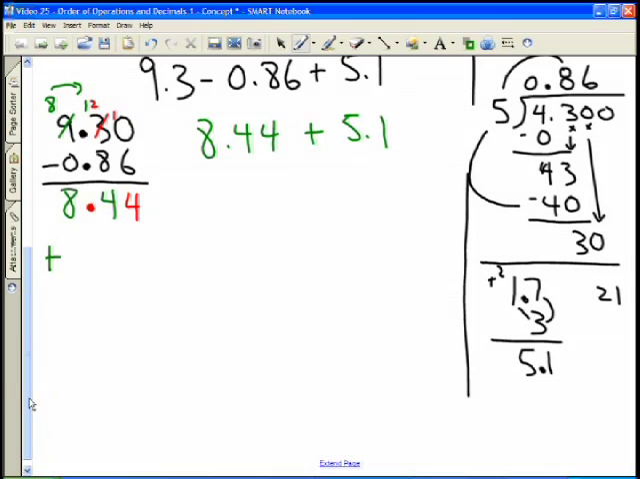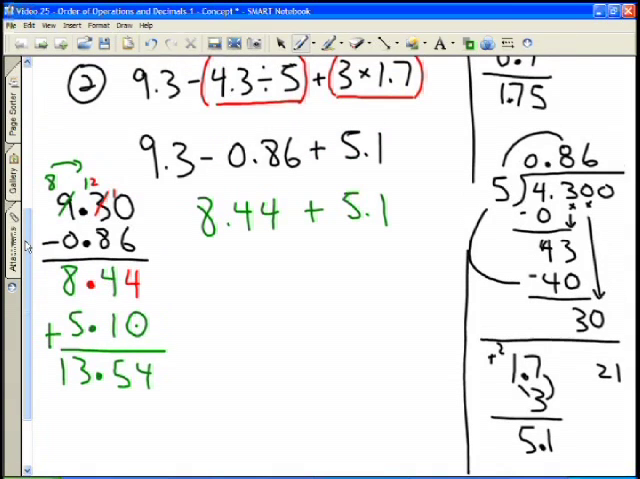So if I have to add 5.1, again, I'll put in a placeholder. 4 plus 0 is 4. 4 and 1 is 5. And 8 plus 5 is 13. So I land up with 13.54.